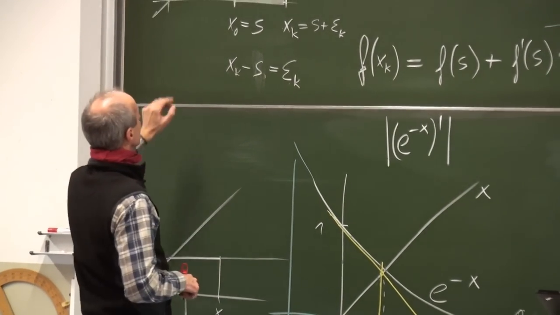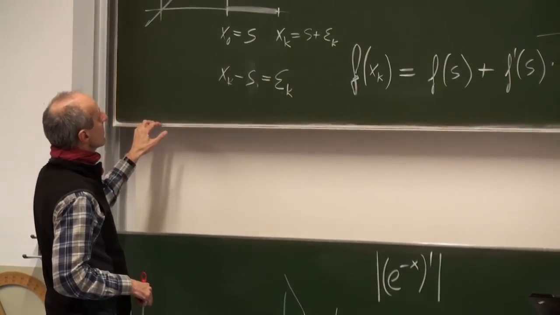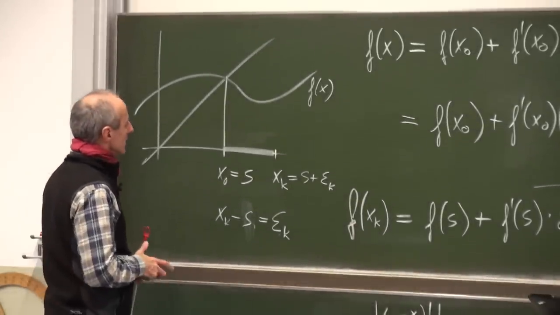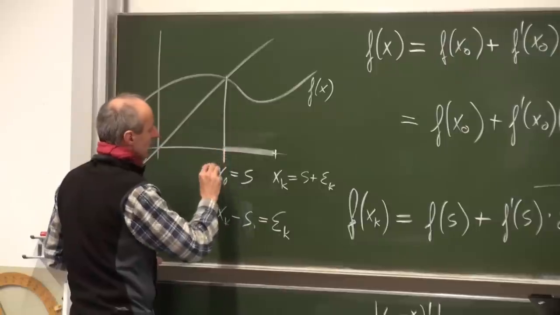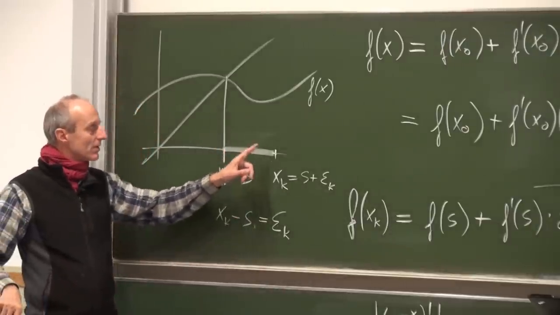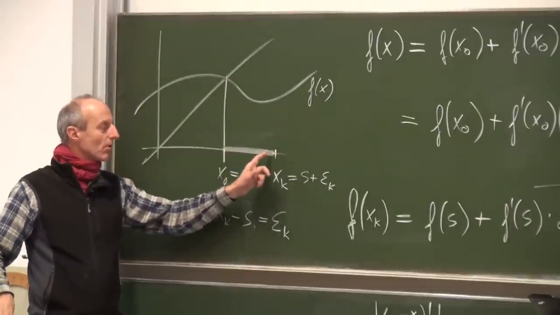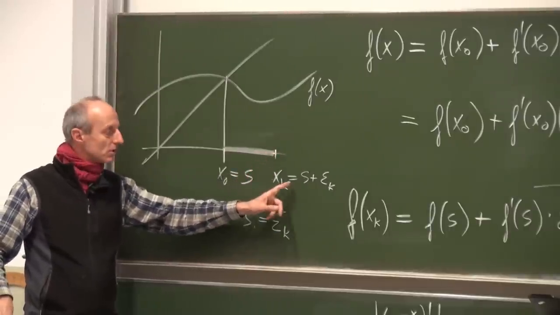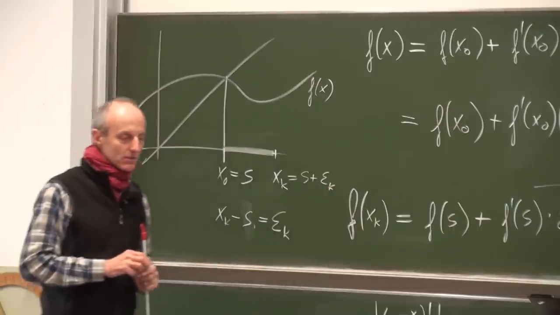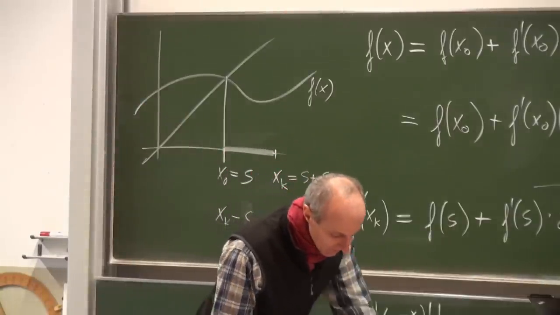Now, let's look at this picture. This here is our x0, which is the fixed point. This is our arbitrary point xk, which is s plus epsilon k. Okay, and now that's important. Let's make it with colors.